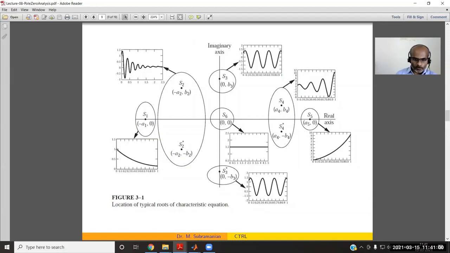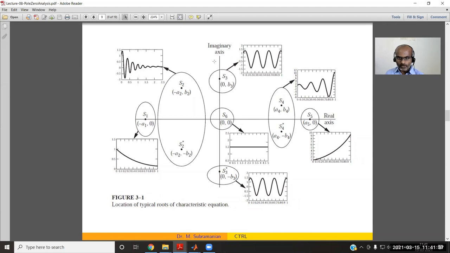So the response is nothing but the exponential decay, no? So for s1 it is plotted here. It starts at a value of 1 and keeps on decreasing and it will settle at a value of 0. Whereas with a complex root we'll have oscillations, but again the oscillations are decaying. It's decaying because we have a negative real part.